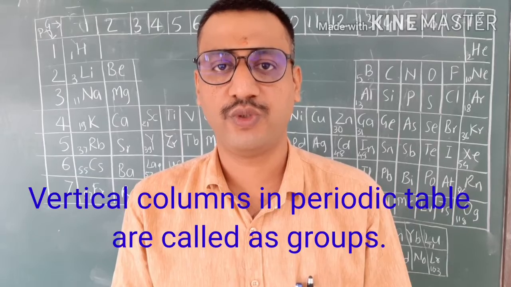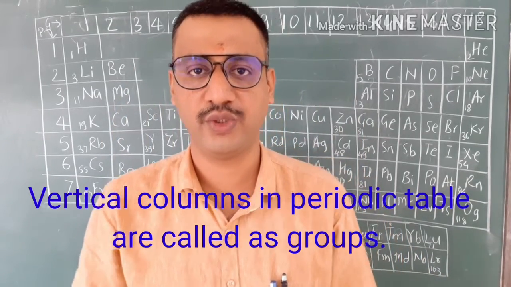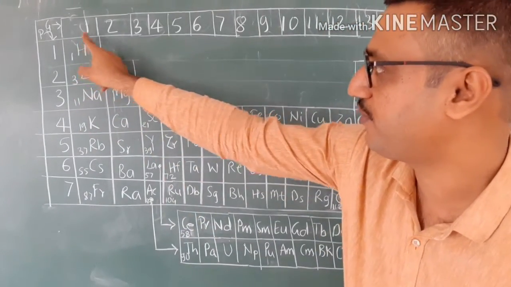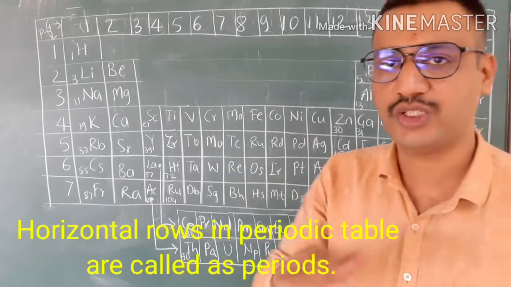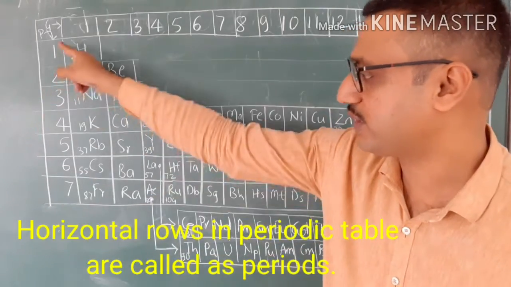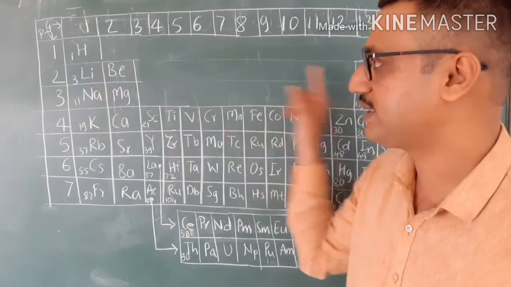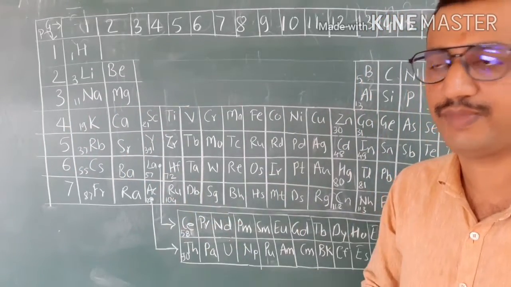The term group is nothing but the vertical columns in the periodic table, which are known as groups. The modern periodic table consists of 18 groups, group number 1, 2, 3, 4 up to group number 18, and horizontal rows in the periodic table are known as periods. Here there are a total of 7 periods. These are the elements belonging to the first period, this is the second period, this is the third one, like that 4 to 7 periods are there.